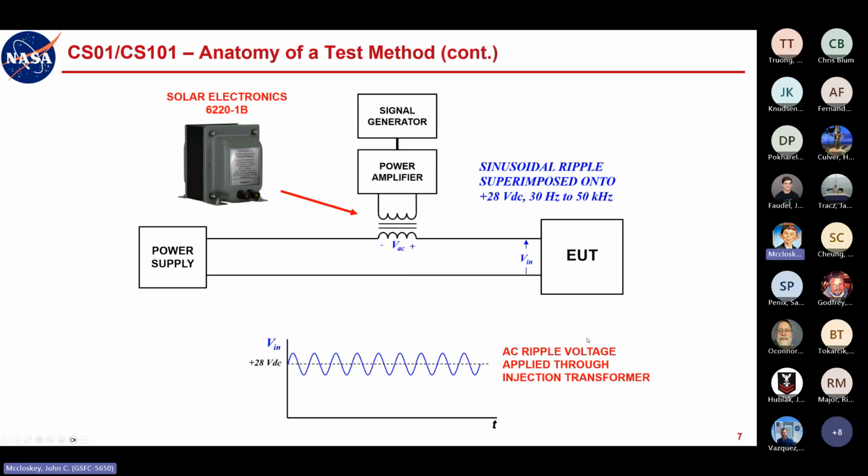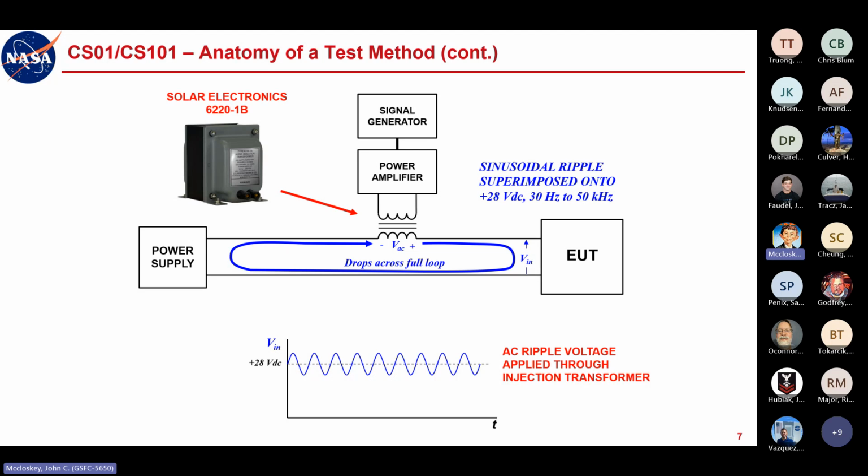So now for CS101, we are deliberately injecting some AC ripple through an injection transformer, and the transformer is placed in series with your power feed so that you're adding that injected ripple to that 28 volt DC feed.